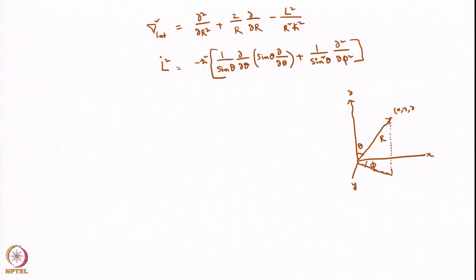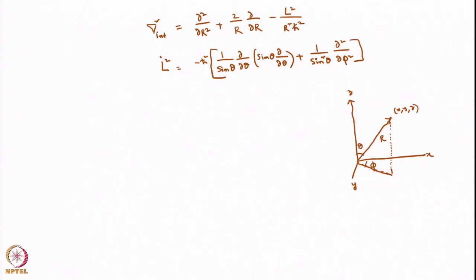Initially you had x, y, z. There are three independent coordinates that describe this point. Similarly, now you have three independent variables, that is r, theta and phi. So essentially you are going from one coordinate system to the other.